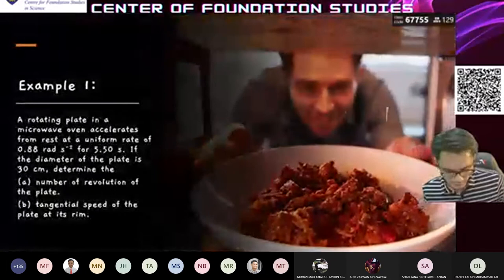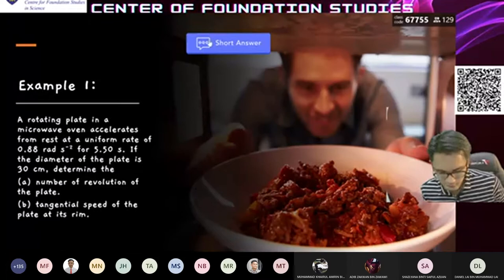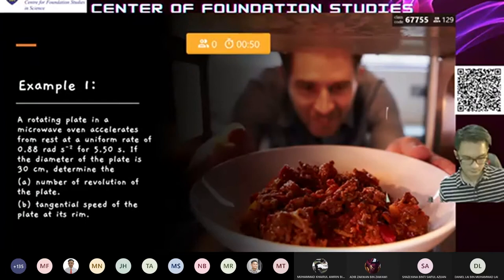Alright, example one. A rotating plate in a microwave oven accelerates from rest at a uniform rate of 0.88 radian per second square for 5.5 seconds. If the diameter of the plate is 30 cm, determine the number of revolutions of the plate and the tangential speed of the plate. I'll open the response so you may start to answer. You just write the value, it's okay, no problem.